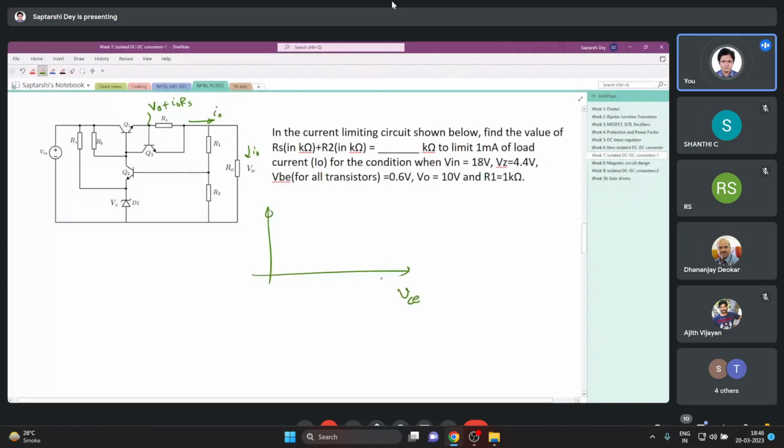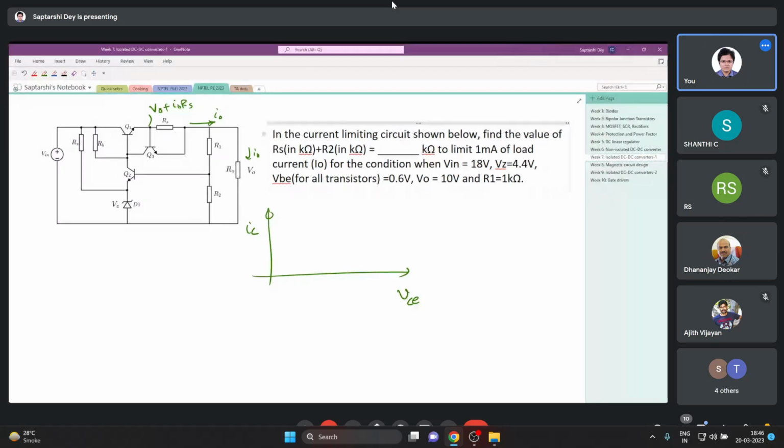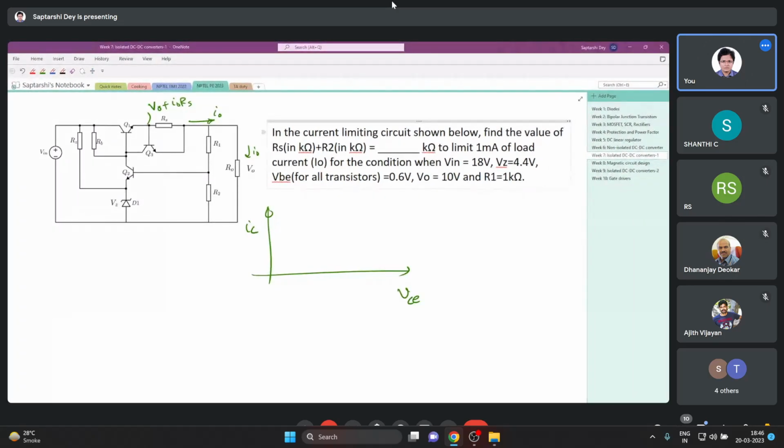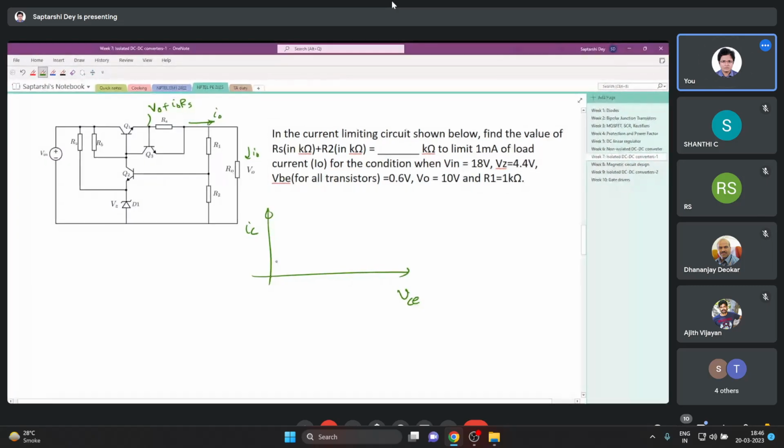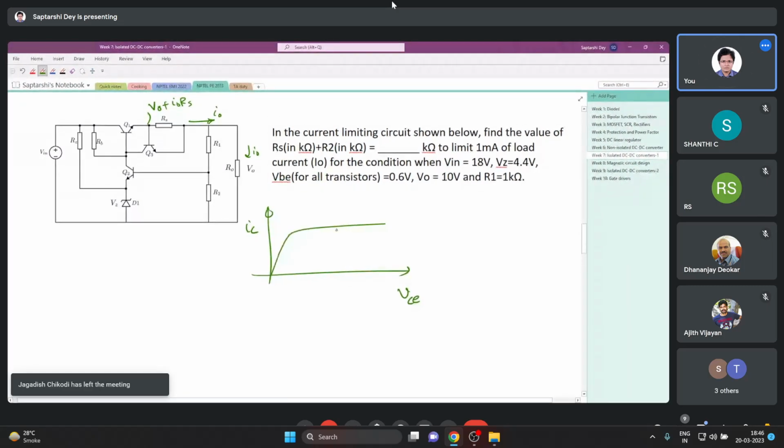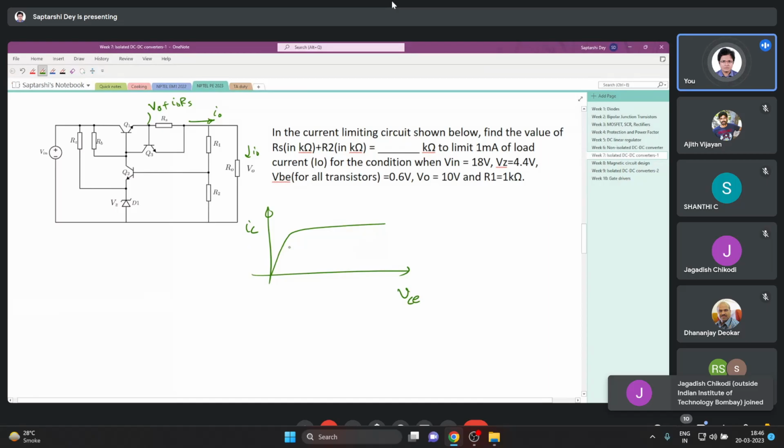If we have VCE versus IC, just a minute, something like this, and this transistor must be operating somewhere here. That's why this current is being neglected. I do not find any other explanation for it.